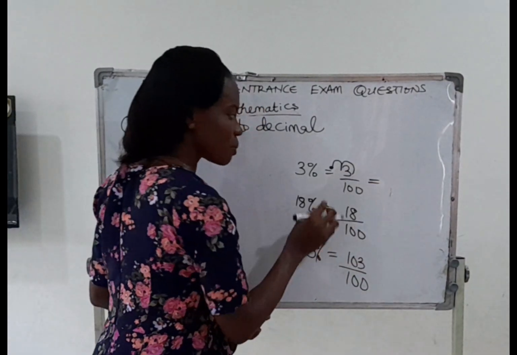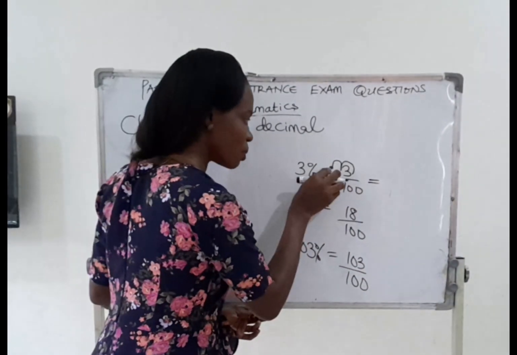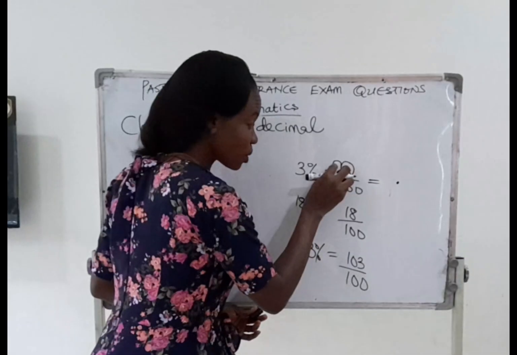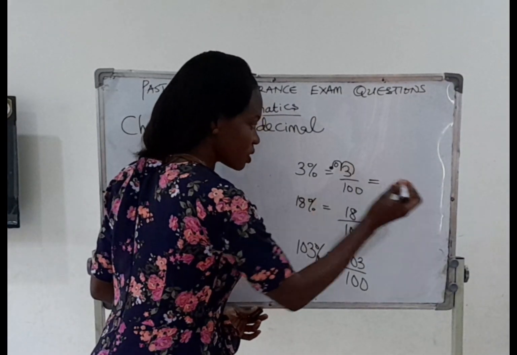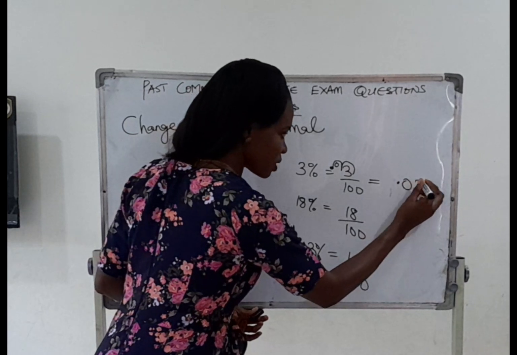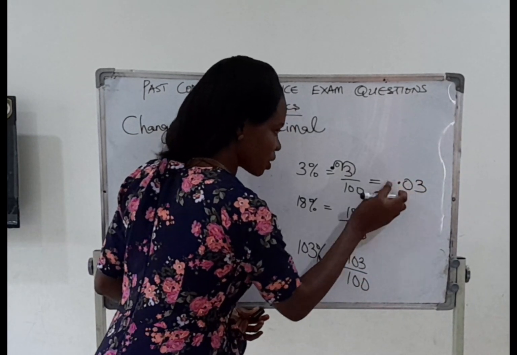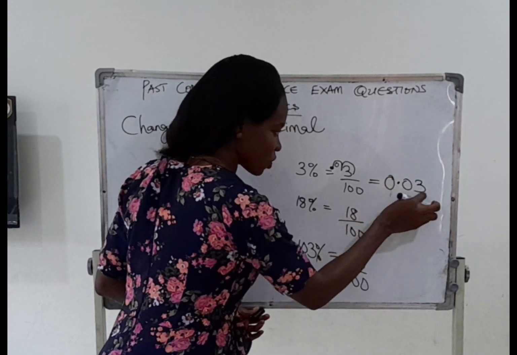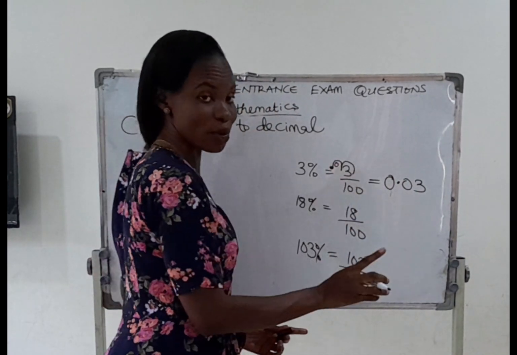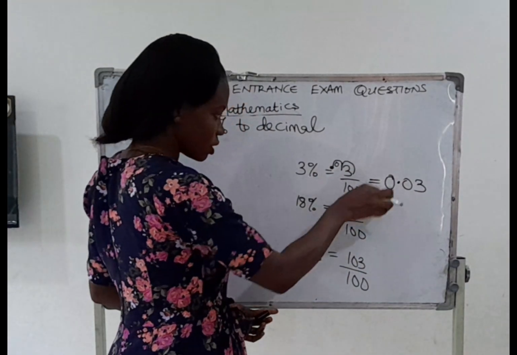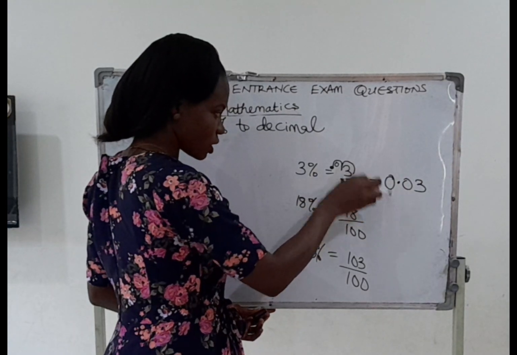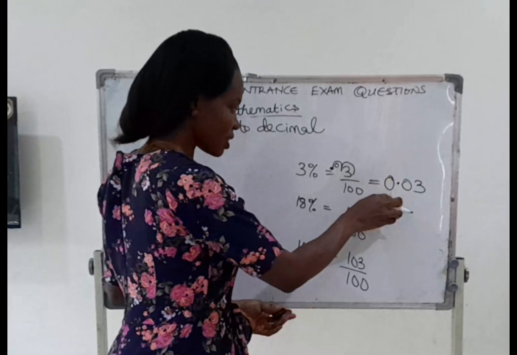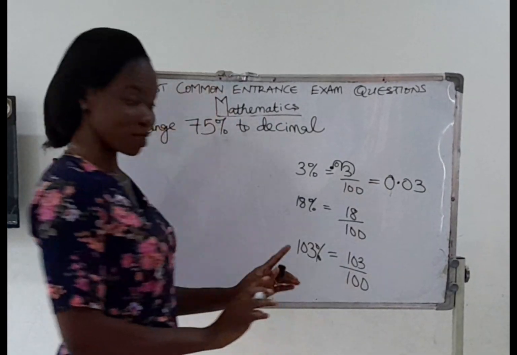So the decimal form of this will now be point. This place that is empty, where nothing is, I will use 0 to cover it. So this is 0 and this is 3. So 0.03, to make it look fine, because the whole part is 0. You see 3 over 100, there's no whole part. There's nothing like one whole number, so the whole part is 0. That's why it's 0. Do you understand it?